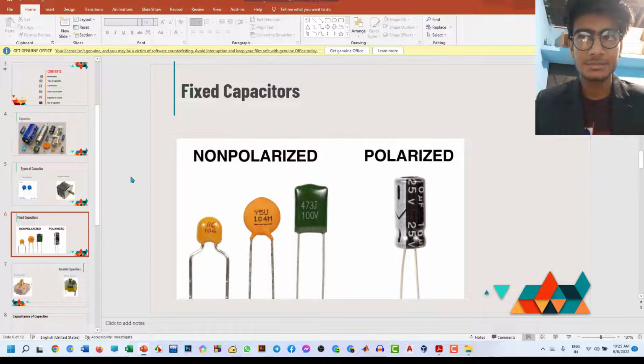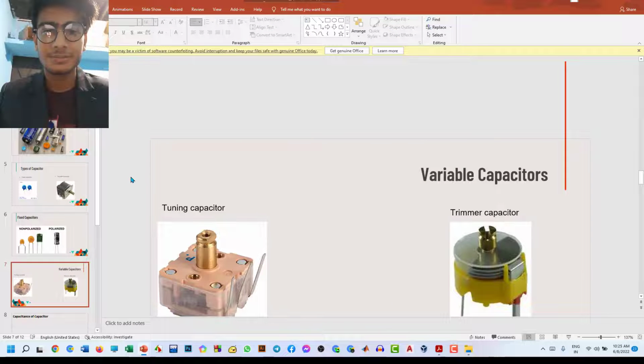In the variable capacitor, there are 2 types of capacitor. One is tuning capacitor and the last one is trimmer capacitor. First of all, I will talk about tuning capacitor. A tuning capacitor is a variable capacitor used to vary the resonant frequency of an auxiliary circuit.